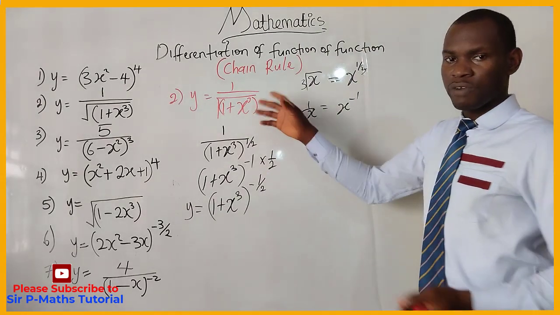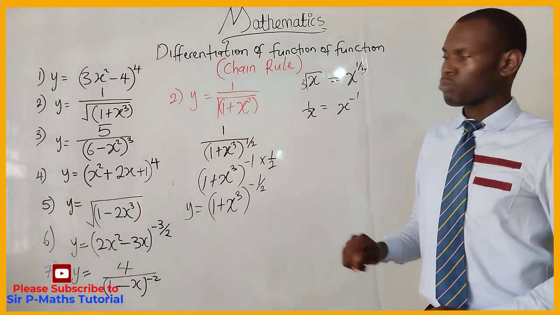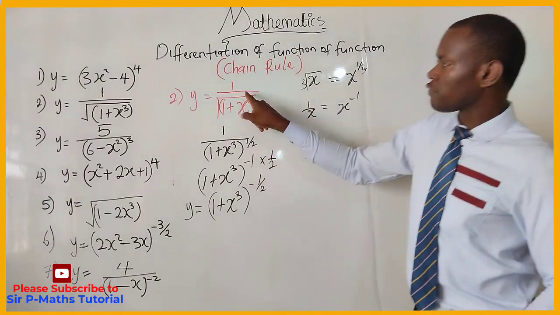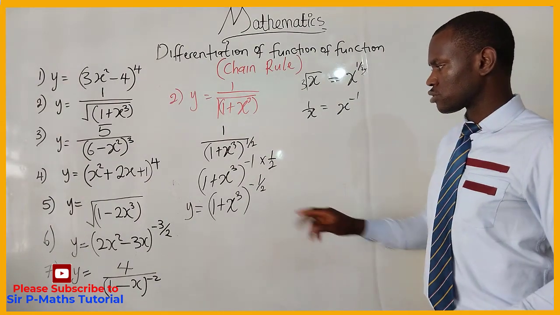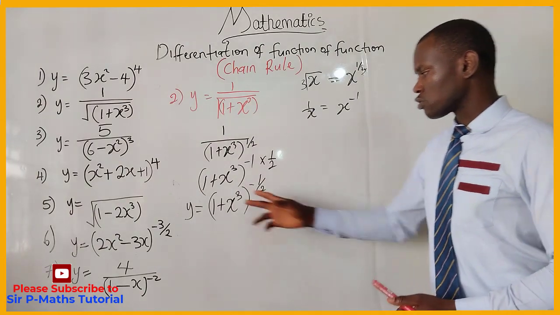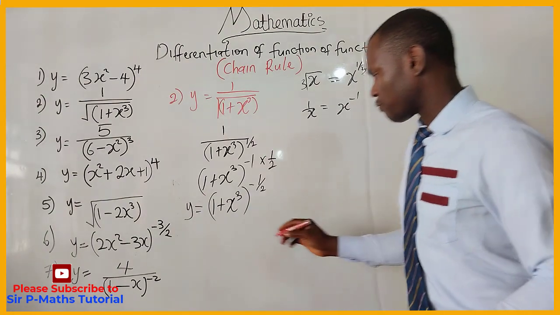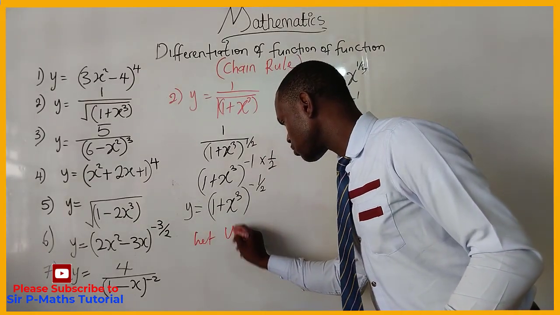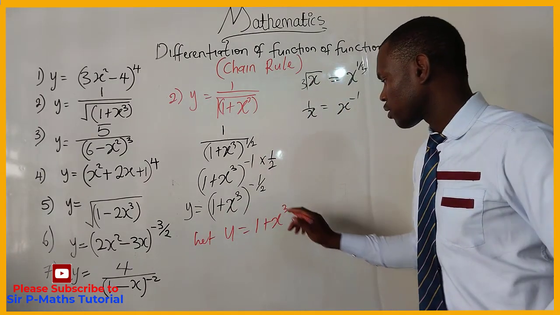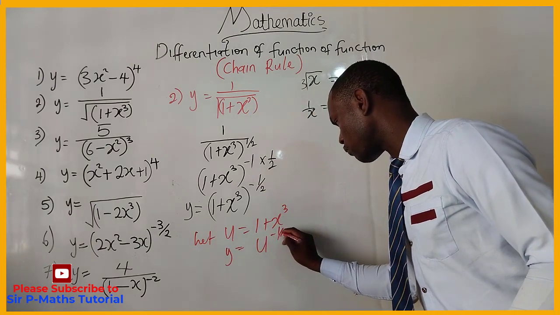Whenever you have a fraction and you want to solve function of a function, or chain, first of all, get rid of that fraction by taking the inverse of the given function, just like we have here. Then if you have a square root, also get rid of that square root by taking the power of the fraction of that root that you have. So at this point, we are going to produce our two functions that we are going to differentiate. We say let u be the function inside the bracket, 1 plus x raised to the power 3, and then y will now become u raised to the power minus 1 over 2.